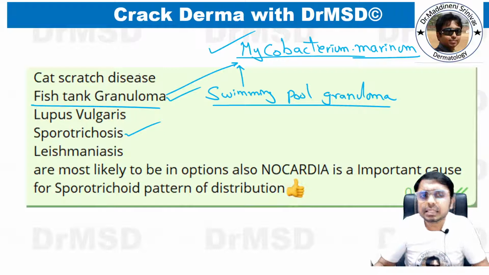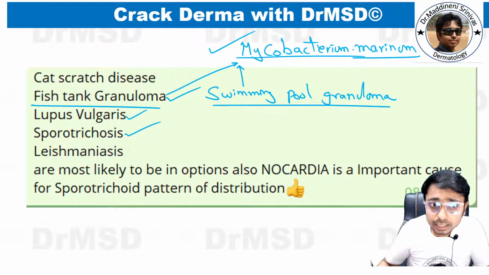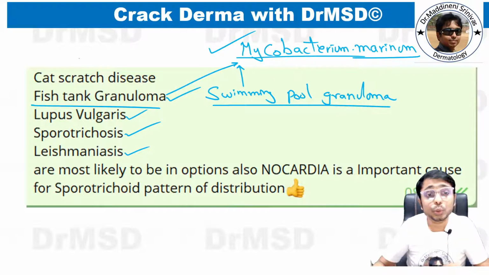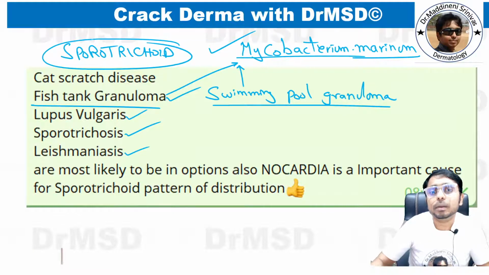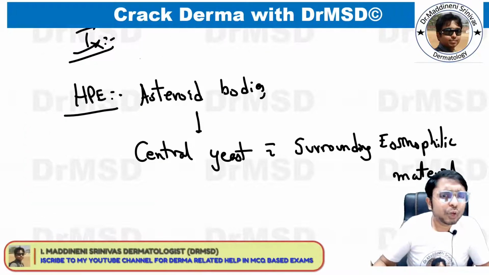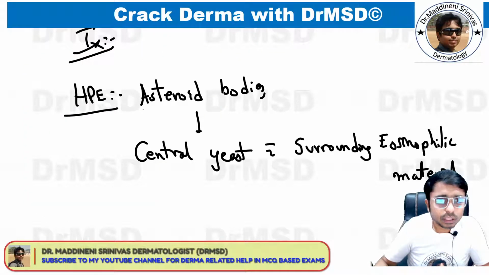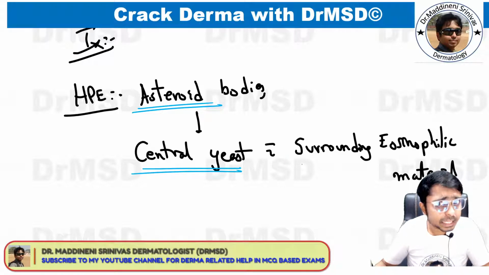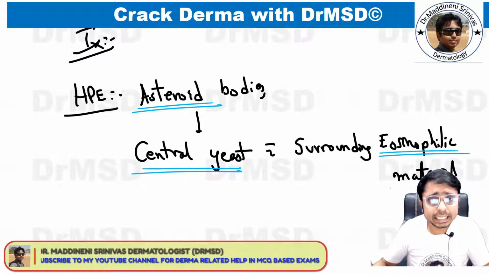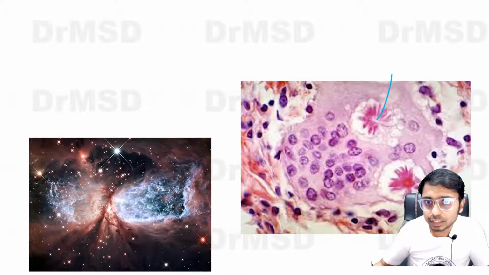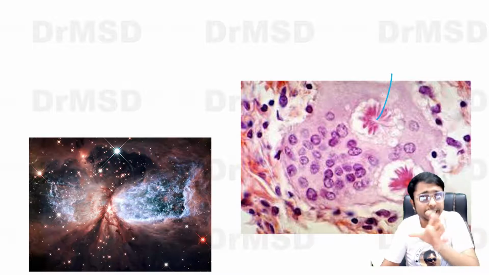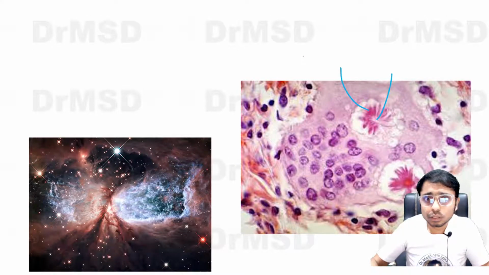So not only that, even lupus vulgaris and leishmaniasis can also show this sporotrichoid pattern of skin lesions. Sporotrichoid pattern. Okay, very, very important. And if you do a biopsy in the case of sporotrichosis, we can see asteroid bodies. So what are these? A central yeast surrounded by eosinophilic material. So this is the asteroid body, where you are able to see the central yeast, which is surrounded by this eosinophilic material.